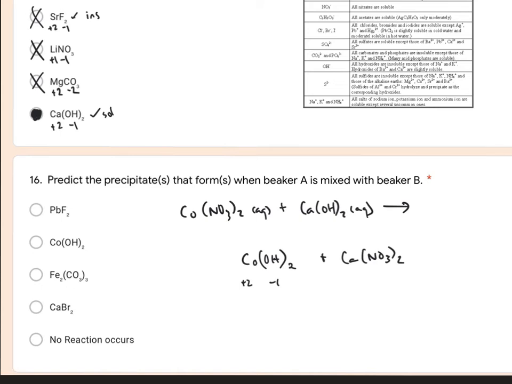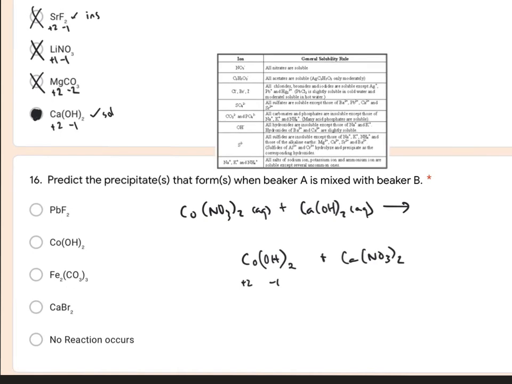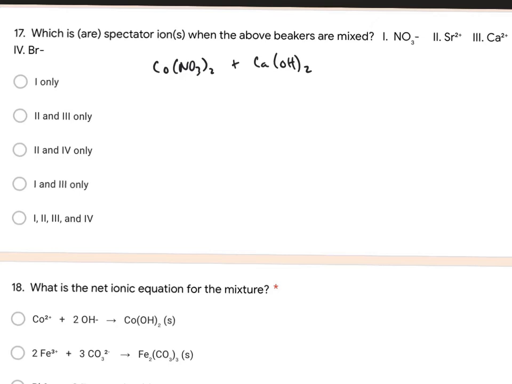And then from there, I take a look at, once again, my precipitate rules. Well, all nitrates are soluble always, so this one is going to be aqueous no matter what. And then if we look at hydroxides, all hydroxides are insoluble except for sodium, potassium, barium, and calcium. So that's telling us that this one is going to be insoluble. That's our solid. That's the precipitate. Co(OH)2 is the correct answer there.